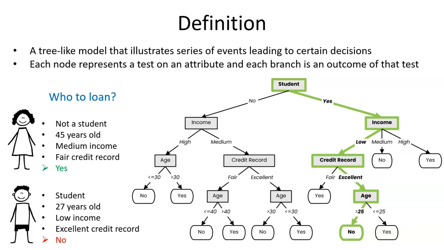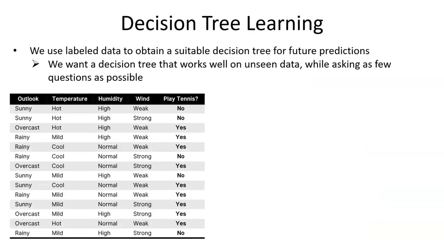And similarly, if the decision is no, even the student's income, credit excellent, age less than 25, we say clear no to that one. So we use labeled data to obtain a suitable decision tree for future predictions. We want a decision tree that works well on unseen data while asking as few questions as possible.